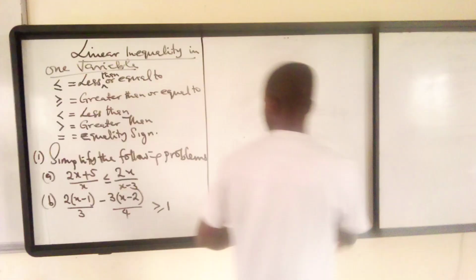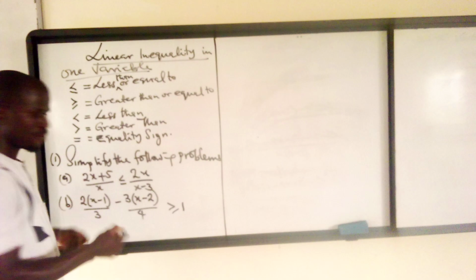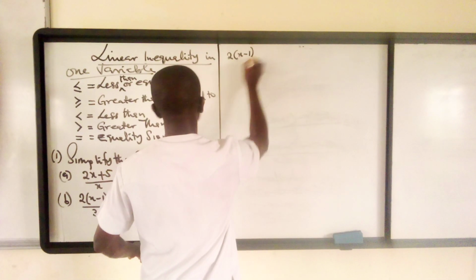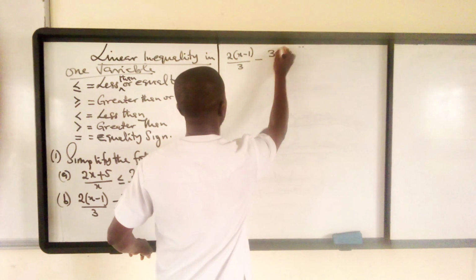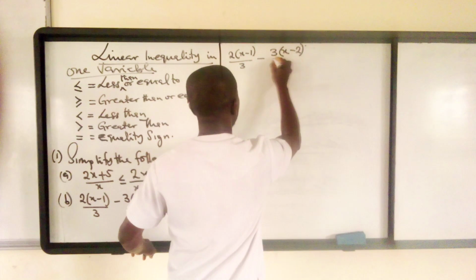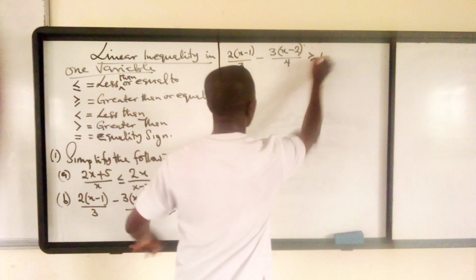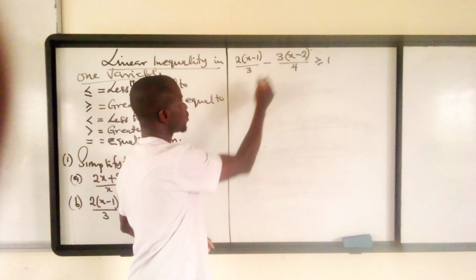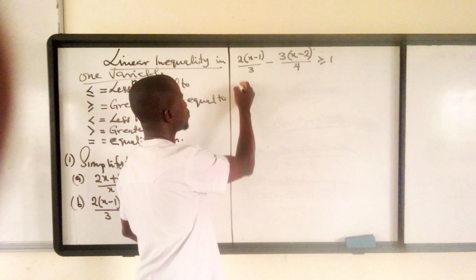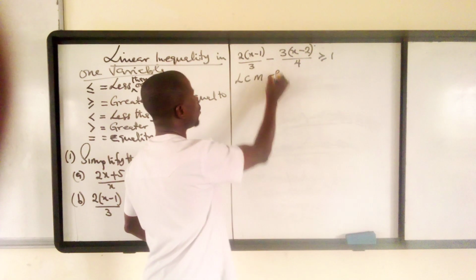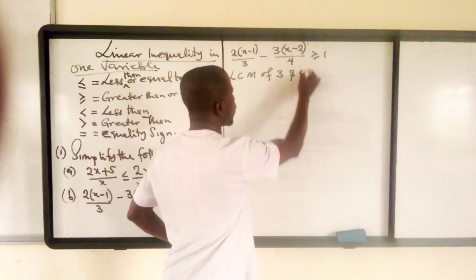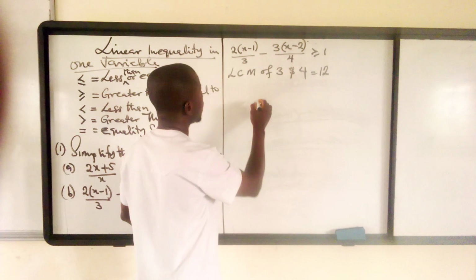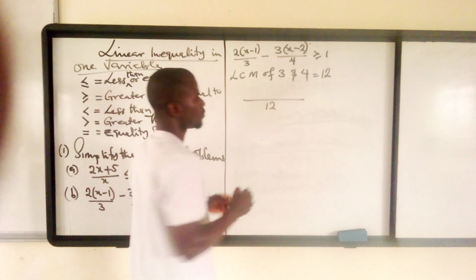Alright, the second question right now, we have it as 2 into x minus 1 divided by 3 minus 3 into x minus 2 divided by 4 greater or equal to 1. Very good. So what do we do? These are fractions, so the operator is still negative. Hence, we look for the LCM of 3 and 4, which is equal to what? 12. So hence I have it as this, 12.